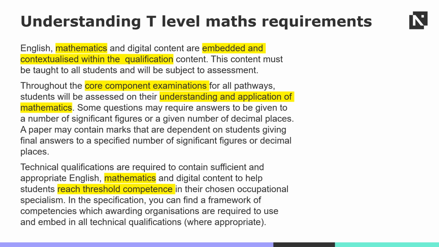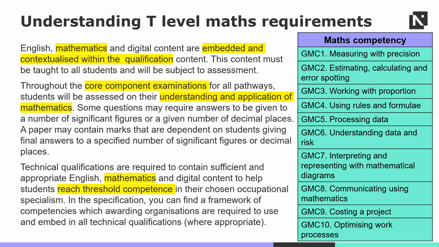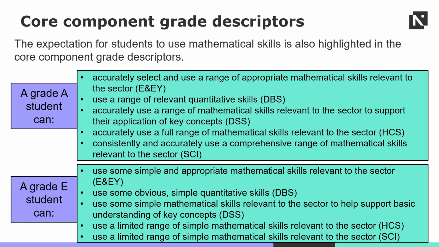It's also important to remember that technical qualifications must include sufficient English, maths and digital content in order that students completing a T-level will have threshold competence in their chosen occupational area. For more details, the qualification specifications provide a clear framework of competencies that may be included in assessments and where these align to core skills for your qualification. The expectation for students to use mathematical skills is also highlighted in the core component grade descriptors here.